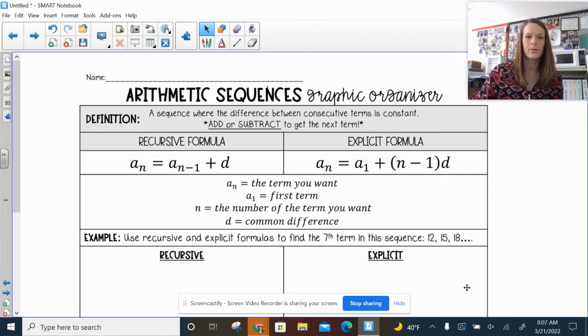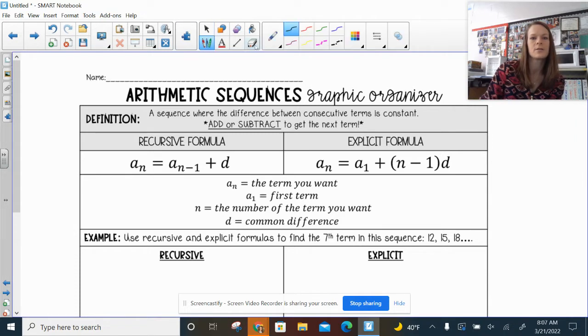All right, so we have sequences that we're going to talk about next, and a sequence is just a series of numbers in a specific pattern. So our first sequence that we're going to discuss is called an arithmetic sequence. And an arithmetic sequence is a sequence where the difference between the numbers is constant, meaning you are adding or subtracting to get to the next term.